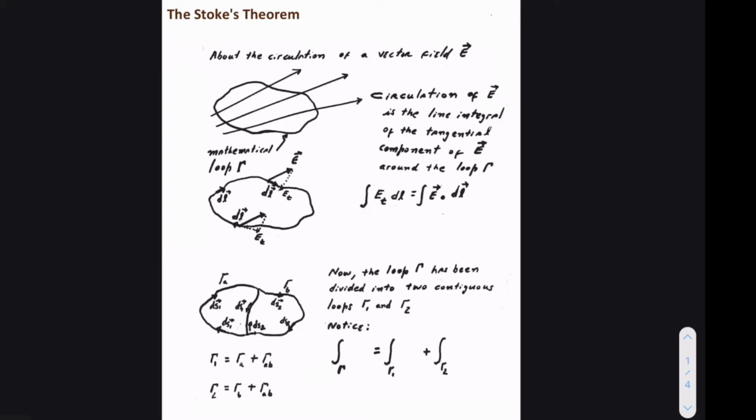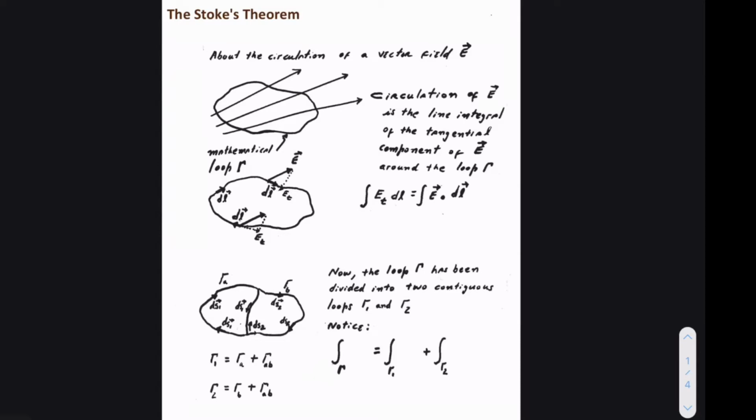Now what happens if we divide the loop lambda into two contiguous loops, lambda 1 and lambda 2? That is, if this is the loop lambda, then this is lambda 1 and this is lambda 2. Then the total circulation of the vector field E around this whole loop will be equal to the circulation in the loop lambda 1 plus the circulation in the loop lambda 2.